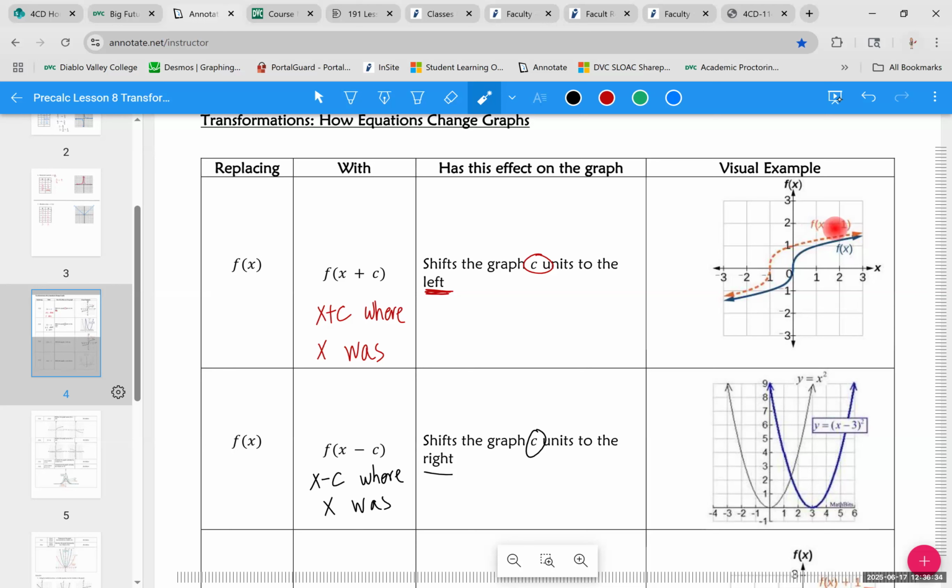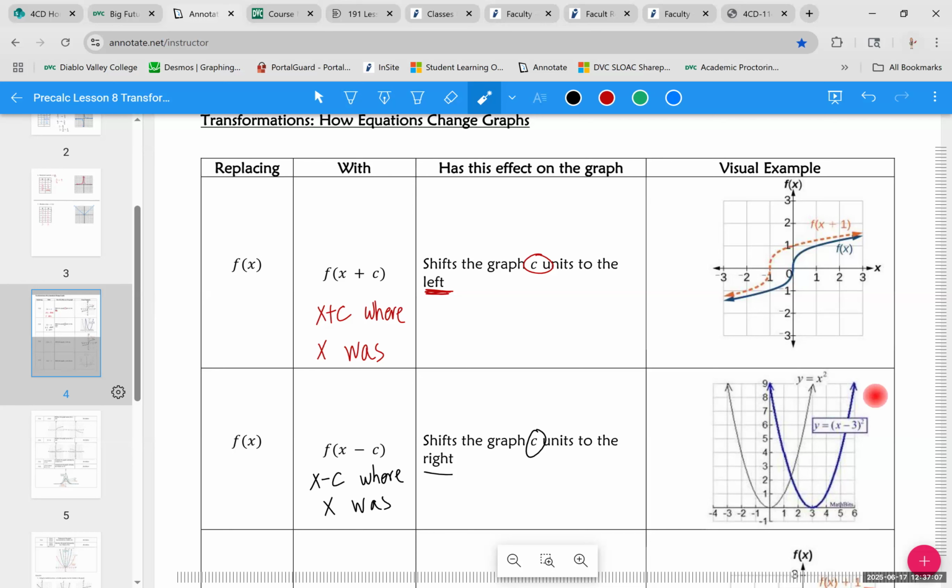And if I were to replace that with f of x plus 1, that would mean I would move it one space to the left. So here where there was a 0, 0, now it's going to be negative 1, 0. Here where there was a 1, 1, now it's going to be a 0, 1. Here where there was a negative 1, negative 1, now it's going to be negative 2, negative 1. And so that's how we will do it. We will take the points that we know and we will shift them the direction that was indicated.